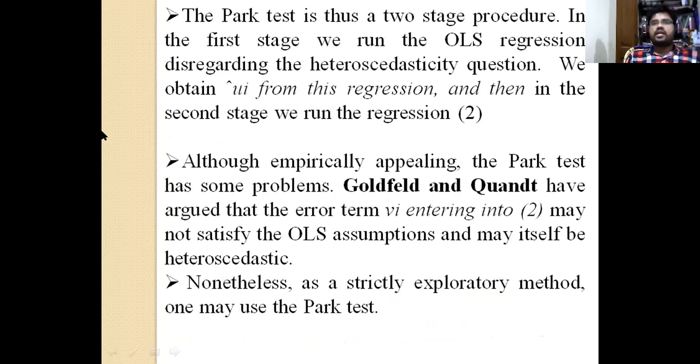So then the Park test is a two-stage procedure. In the first stage, we run the OLS regression. Disaggregating the heteroscedasticity equation, we obtain that ui value, which is called the error values. We need to get it by the OLS method. How can we get the ui values? That is the error values, y minus y cap.